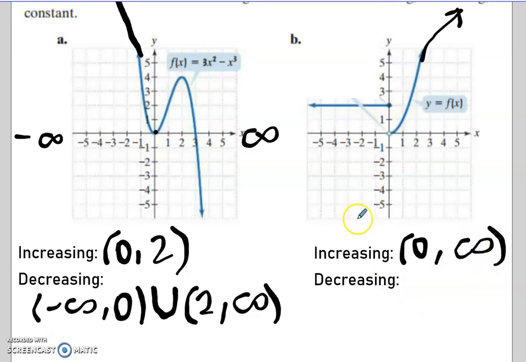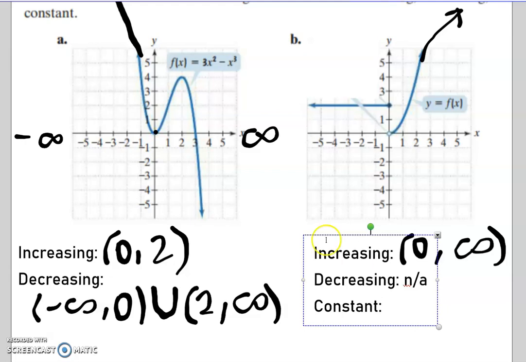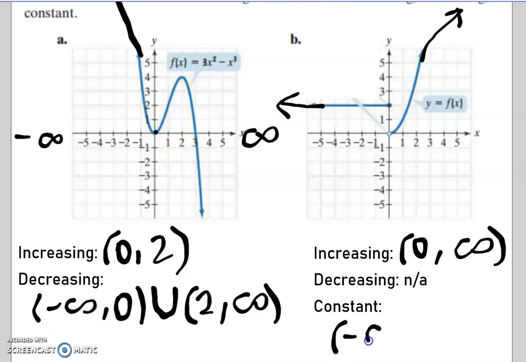Am I ever decreasing? Do I ever go down? Never. What is this first part called? That first part, like we could say N/A, that first part is my constant. So how long are we constant for? Well, I have that arrow, right? This arrow says forever in that left direction. So from negative infinity all the way up until 0, my x value of 0. It's a closed circle, so I use a bracket. Okay, so that's how we talk about increasing and decreasing using interval notation when we're looking at a graph.